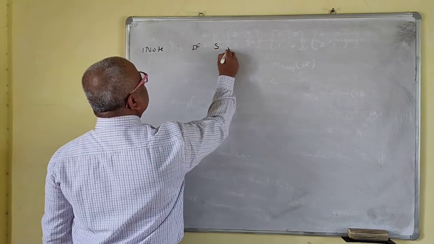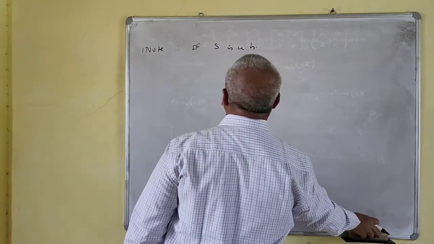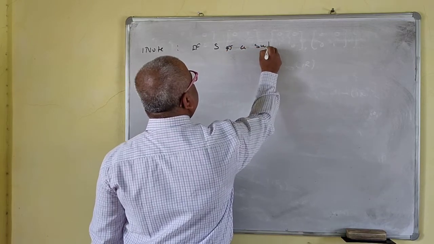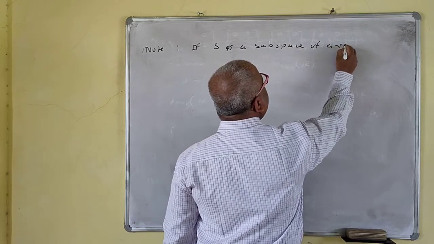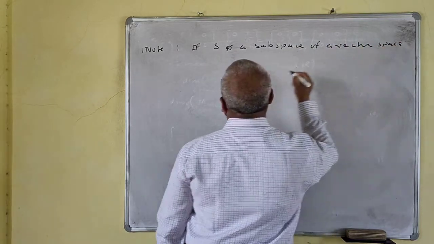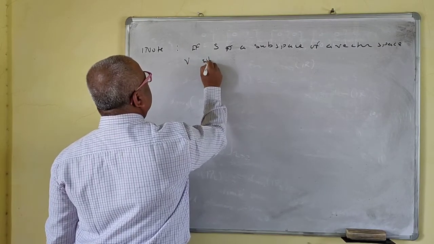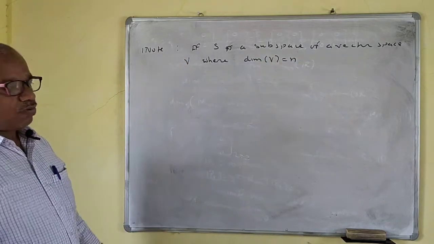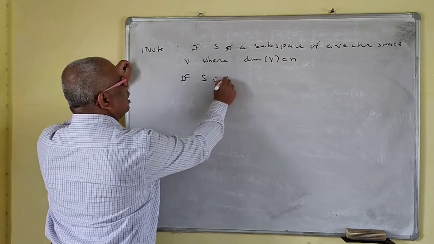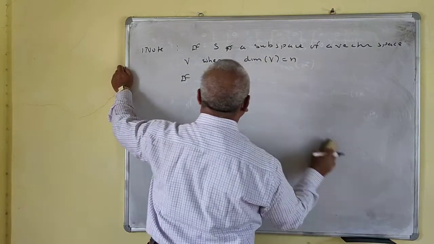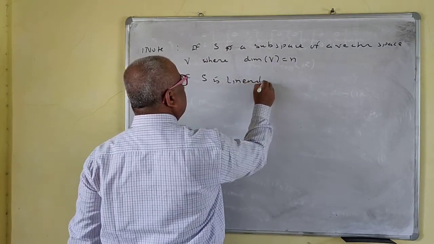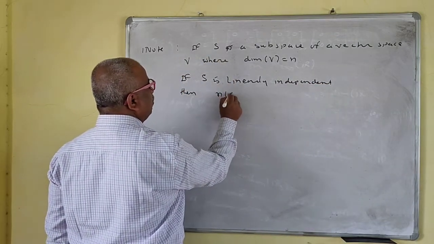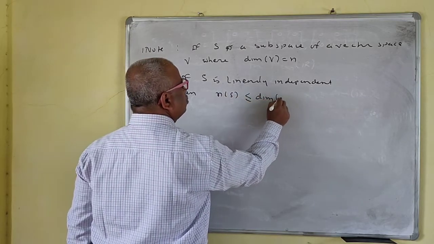If S is a subspace of a vector space V where the dimension of V is equal to N. If S is linearly independent, then the number of elements in S is less than or equal to the dimension of V.